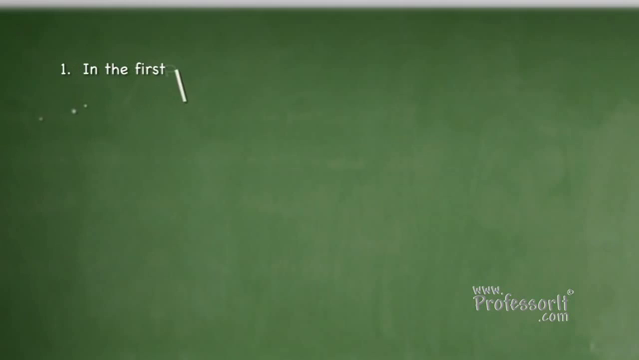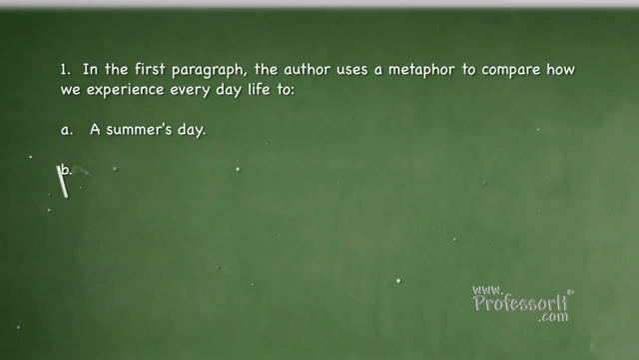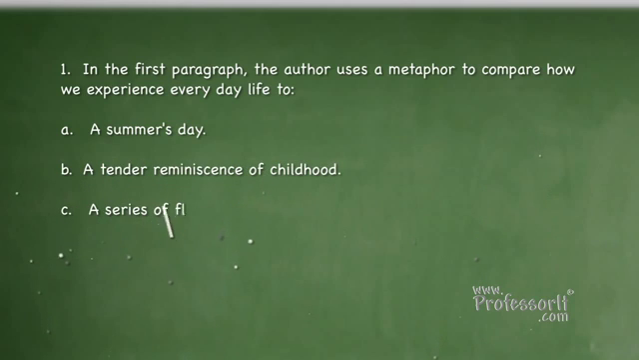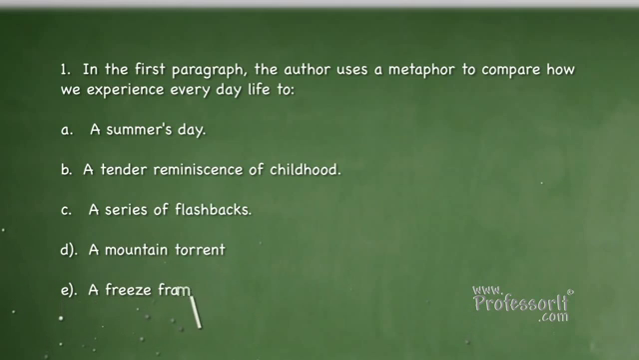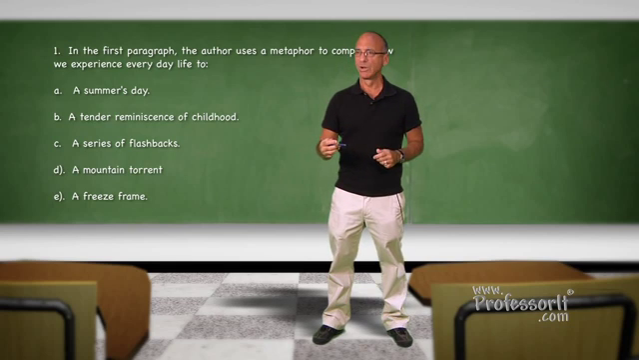1. In the first paragraph, the author uses a metaphor to compare how we experience everyday life to A, a summer's day, B, a tender reminiscence of childhood, C, a series of flashbacks, D, a mountain torrent, or E, a freeze frame. Now, hit the pause button, take your time and answer the question. When you're ready, come back.